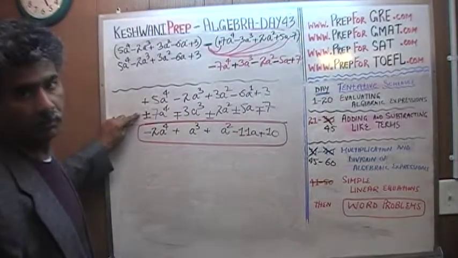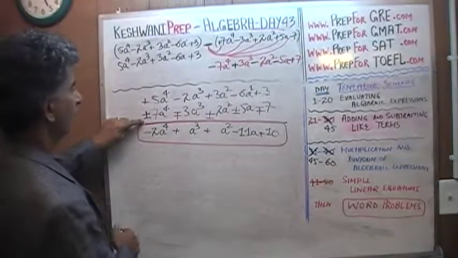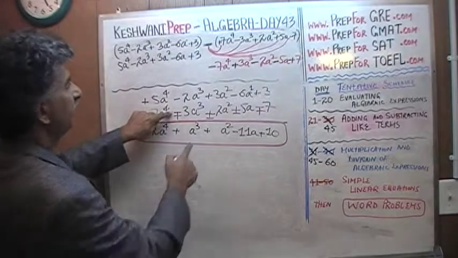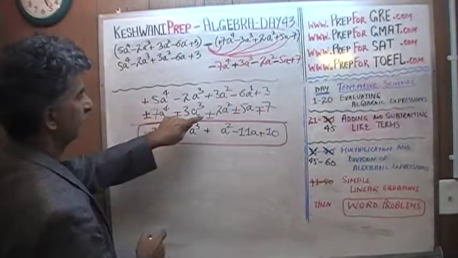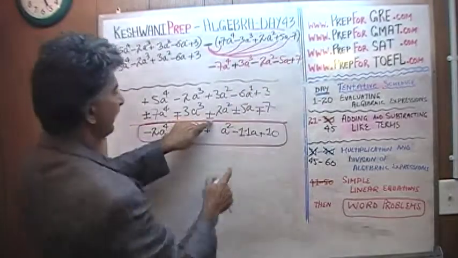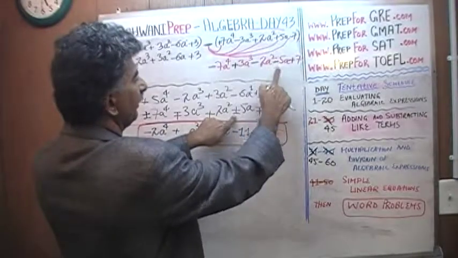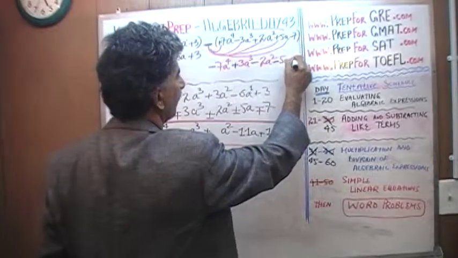That's what we were doing here. Positive 7a became negative 7a. Negative 3a cubed became positive 3a cubed. You see, negative turned into positive. Positive 2a squared became negative 2a squared. Right here, we changed the sign. Positive 5a became negative 5a. And negative 7 became positive 7. You see right here, positive 7.